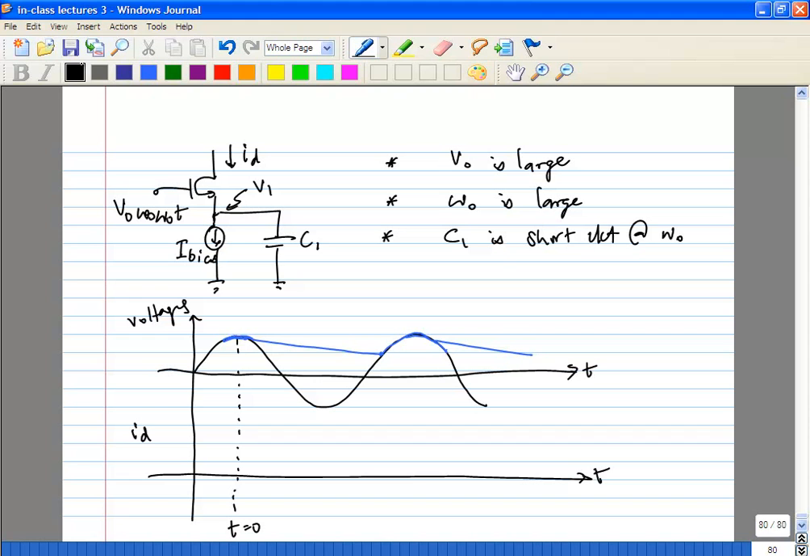So if you plot ID, what is that going to look like? For most of the time the transistor is actually off, so the current is going to be 0 for most of the time, except you are going to get pulses of current which coincide with the peaks of the sinusoid, the cosinusoid. Is that clear to everyone?